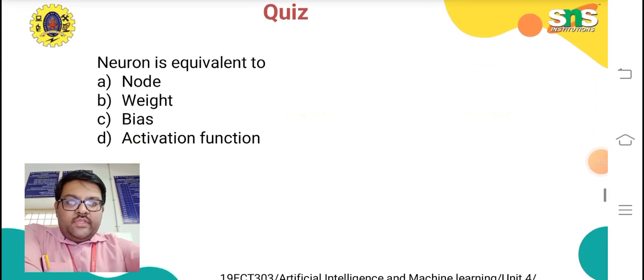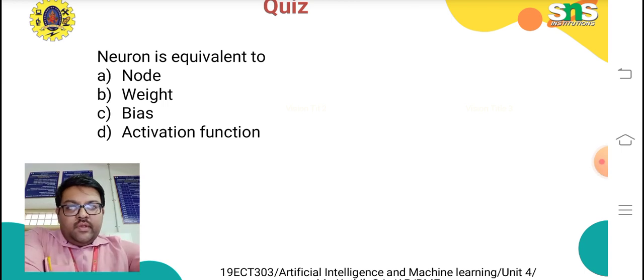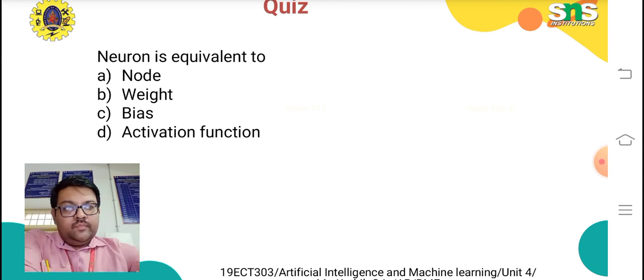We have a small quiz here. First question: a neuron is equivalent to A, node, B, weight or bias, or C, activation function. That is, the neuron in our biological network is equivalent to what in an artificial neural network? The answer is going to be node, right? It is equivalent to the node.